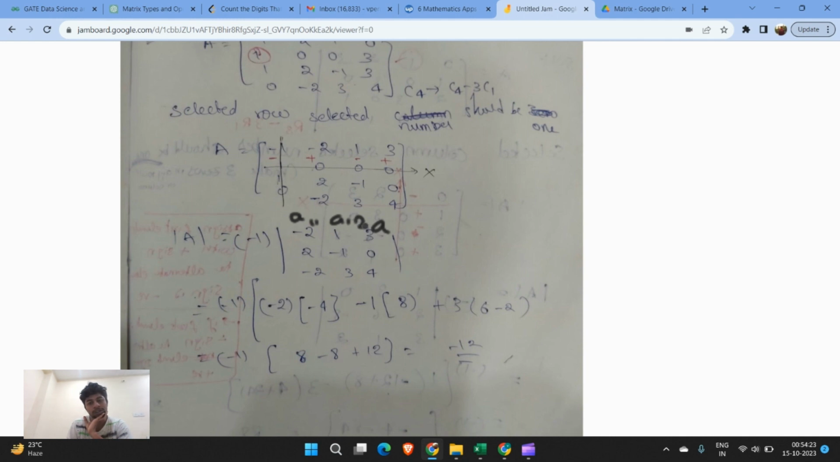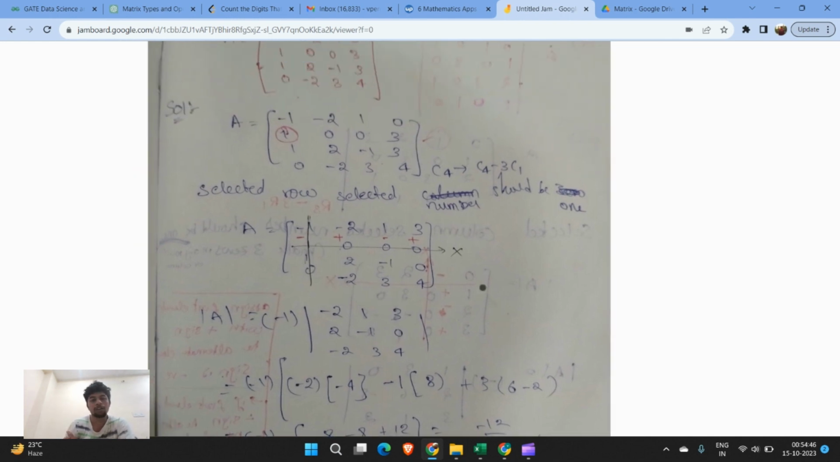So 3 into, you can do like this, 3 into 6. Minus of minus is plus, and since minus was already there, 6 minus 2. So this is the value you got if you do the 3 by 3 matrix. So it is 12. Now I'll tell you how to do the 4 by 4 matrix. You can apply the same thing to a 5 by 5 or whatever matrix they give you.